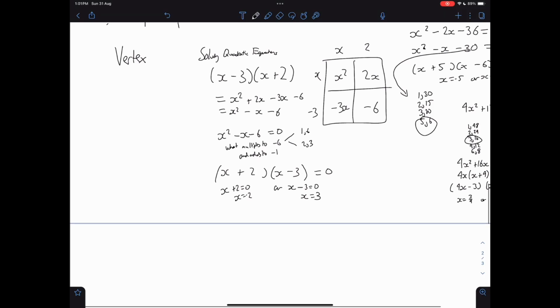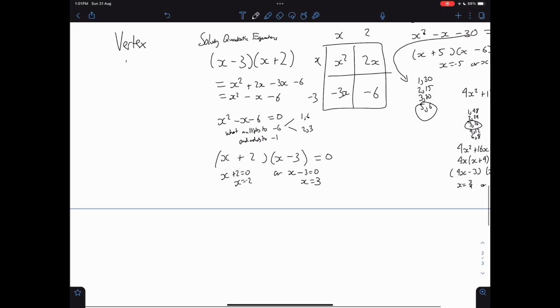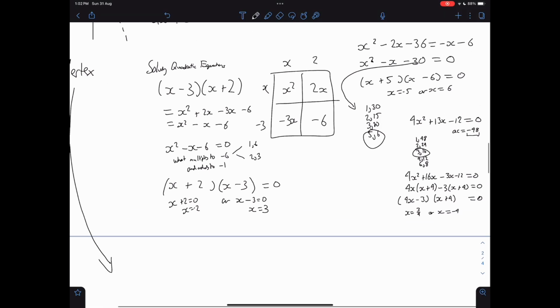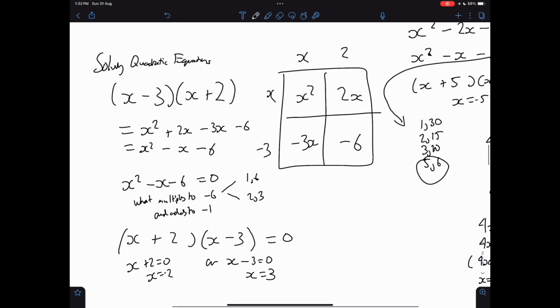Going back to the vertex, we have gone a bit away from the vertex, but it's important that you understand this concept of how you add two numbers together and then you multiply them together as well. If you need to, go back and rewatch the video on factorization of quadratics.